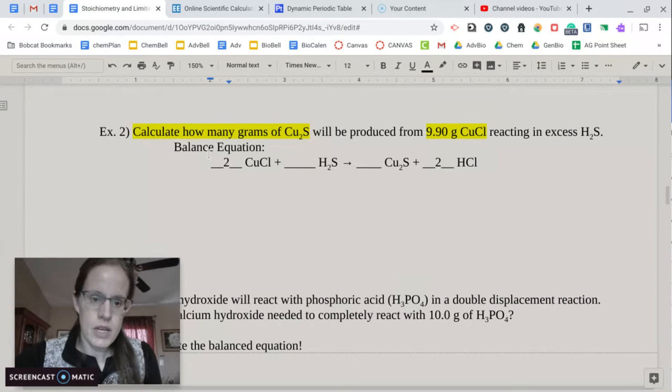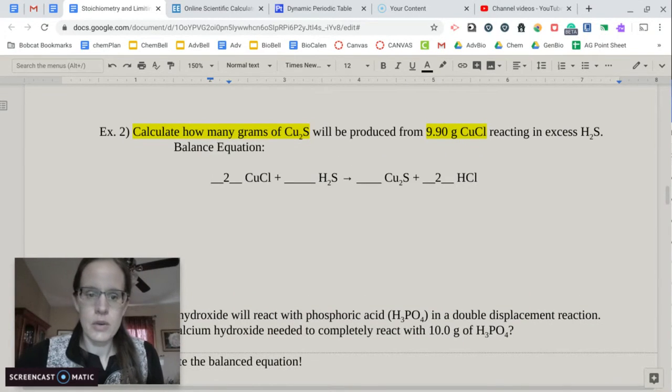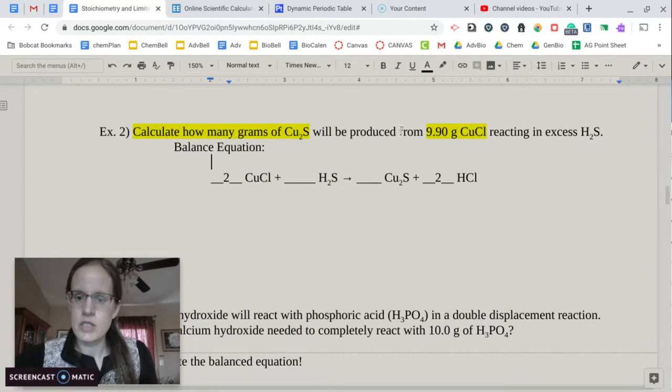The other thing you might do, what I like to do, is take what they're giving me and put it up on top of my equation or my reaction. They're asking to calculate how many grams of copper 2 sulfide you can produce if you start with 9.9 grams of copper chloride.